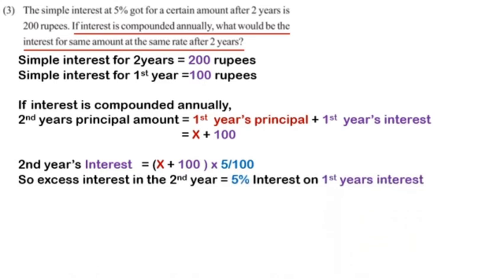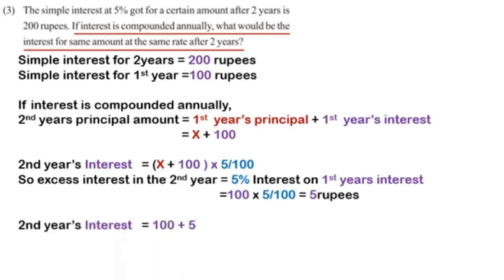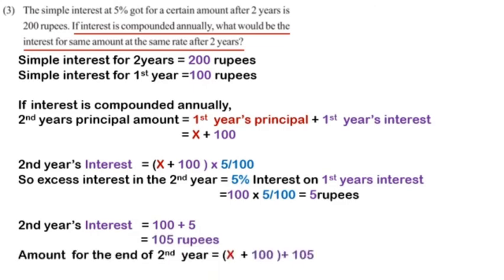So the excess interest in the second year is 5% interest on the first year's interest. അപ്പോൾ കൂടുതലായിട്ട് വരുന്നത് എന്താ? ആക്ച്വലി 5% ഇൻട്രസ്റ്റ് ആണ്. ഫസ്റ്റ് ഇയറിനെ കമ്പയർ ചെയ്ത് നോക്കുമ്പോൾ 5% ഇൻട്രസ്റ്റ് ആണ് കൂടുതലായിട്ട് വരുന്നത്. 5% of 100 is how much? 100 into 5 by 100, that is 5 rupees. So the second year's interest is 100 plus 5, that is 105 rupees.